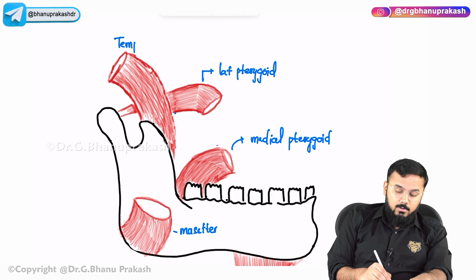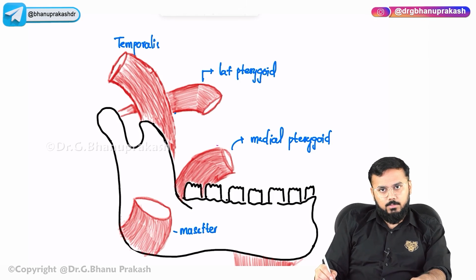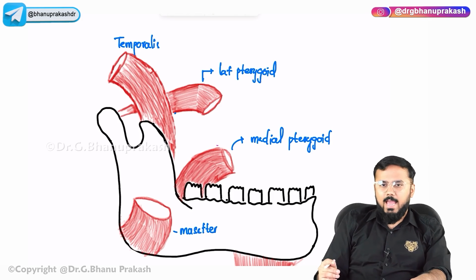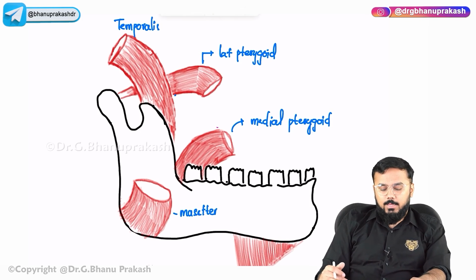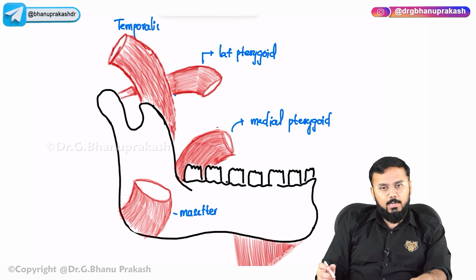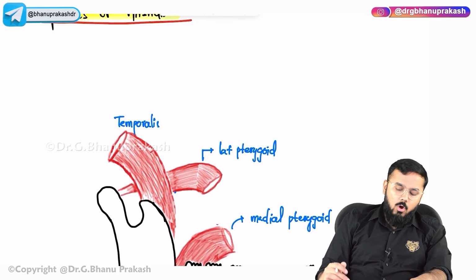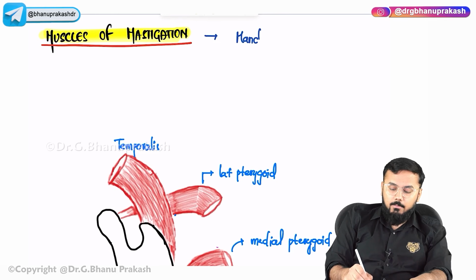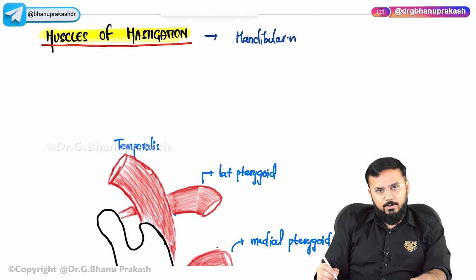Next, this particular muscle over here is called the temporalis muscle. The actions might be different, but I will tell you the actions. What are the muscles of mastication? There are four muscles of mastication: temporalis, lateral pterygoid, medial pterygoid, and masseter. All these muscles of mastication are innervated by the mandibular nerve.